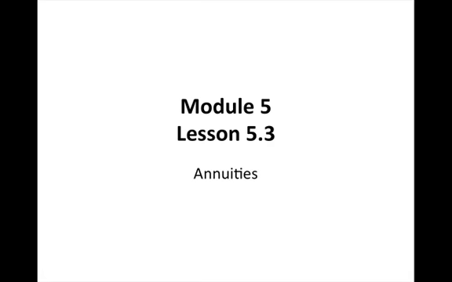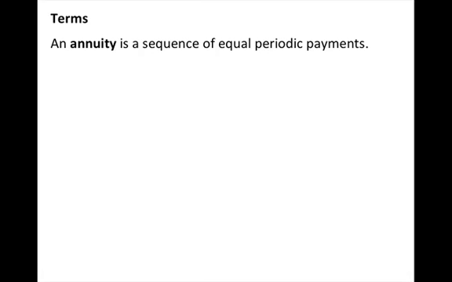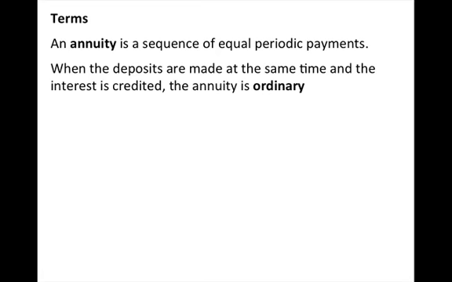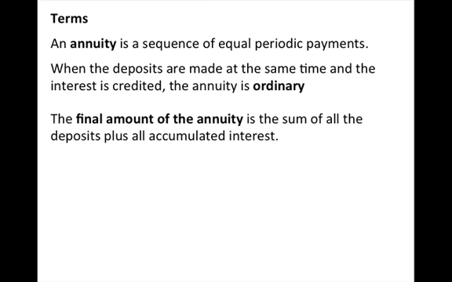Lesson 5.3 focuses on annuities. We're going to begin with a few basic terms for annuities. An annuity is a sequence of equal periodic payments. When the deposits are made at the same time and the interest is credited, the annuity is ordinary, and these are the annuities we're going to focus on in this course. The final amount of the annuity is the sum of all the deposits plus all accumulated interest.